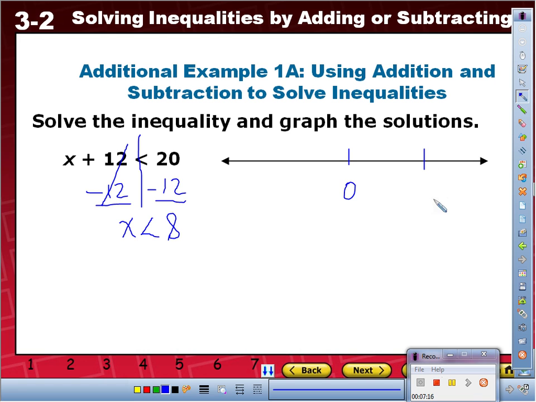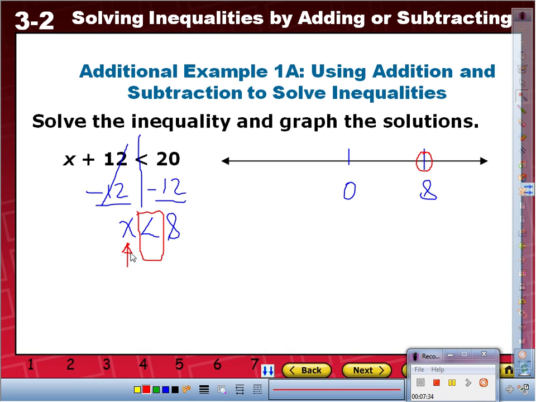0, 8. And remember, I do this because I want to make sure I address whether it's an open point or closed point. So I box my inequality symbol. Does it have an equal sign underneath? No. So this is an open point. There it is. I point to the variable, and you need to ask the same question.